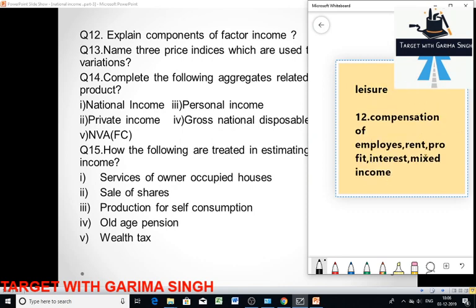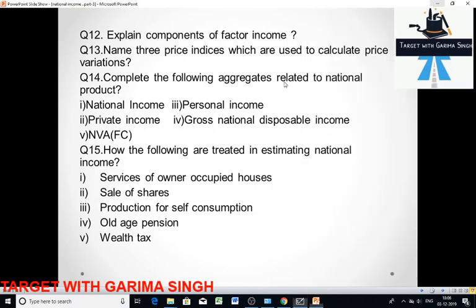Compensation of employees, rent, profit, interest, mixed income. These are the components of factor income. Whereas profit, what does it include? Dividend plus profit tax plus undistributed profit. These are the components of factor income.